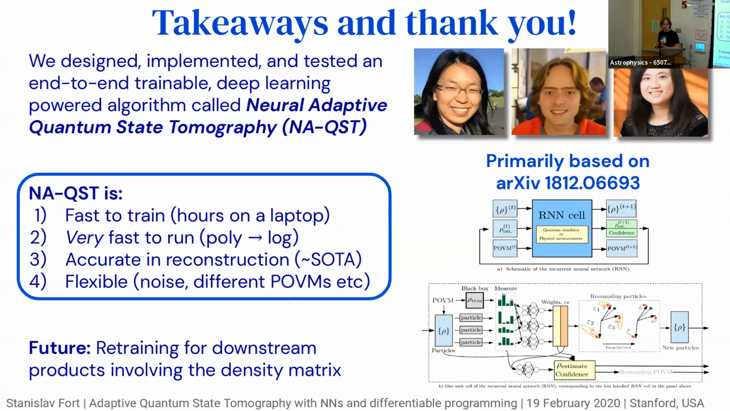A potential future action would be to look at downstream products of these density matrices. So you rarely care about the actual density matrix. You care about, let's say, the trace of it or some other already processed version of the density matrix. And we could be estimating those directly rather than all the complex numbers of the density matrix. So that's a nice future direction we're looking at right now.